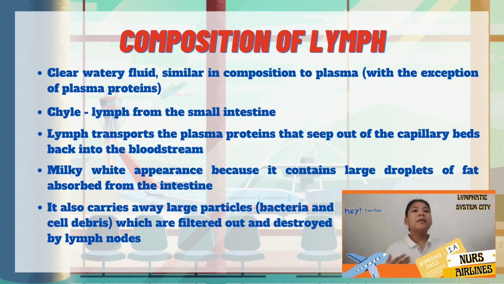Apart from that, there are plasma proteins that leak out from the capillary beds. The lymph is the one responsible for transporting them back into the bloodstream. And finally, to keep the town clean and safe, the lymph also sweeps away large particles like bacteria and debris, which get filtered out and destroyed by the lymph nodes.